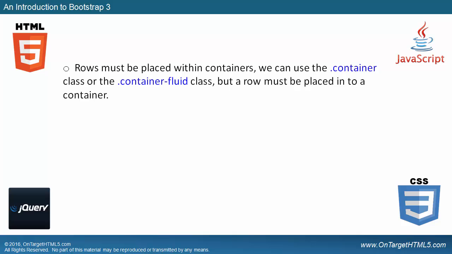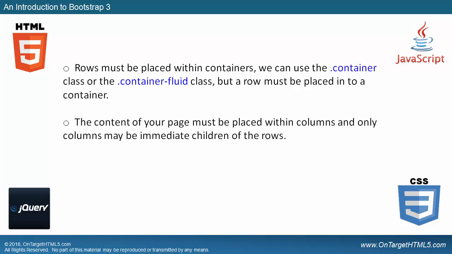Rows must be placed within containers. We just talked about containers in the previous tutorial. We can use the container class or the container-fluid class, but a row must be placed into a container. The content of your page must be placed within columns, and only columns may be immediate children of rows. And this may be a little confusing right now, but once we start working through the demonstrations, you'll understand it.